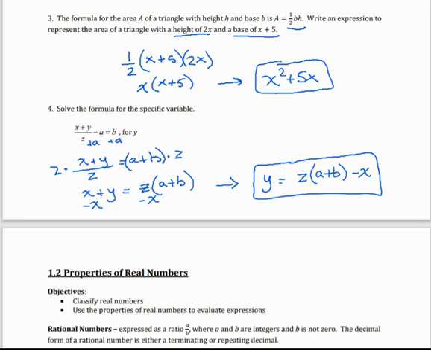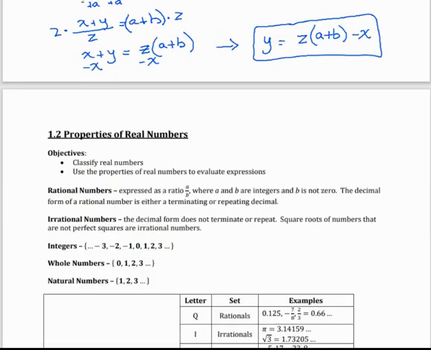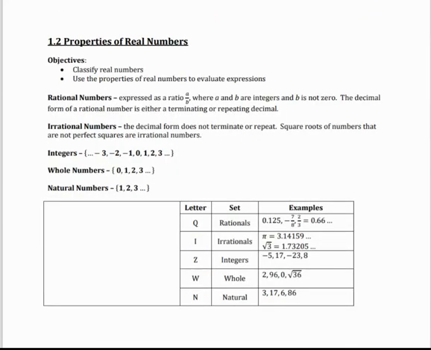Okay, let's now look at section 1-2, properties of real numbers. For the first half of this course, we were talking about real numbers, numbers that you are used to, but we will eventually be talking about imaginary. So with our real number system, we have rational numbers, we have irrational numbers, integers, whole numbers, and natural numbers.